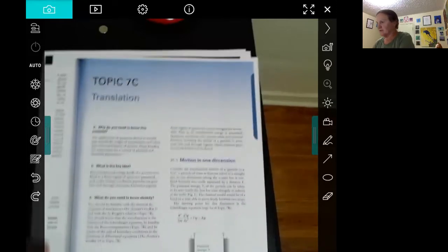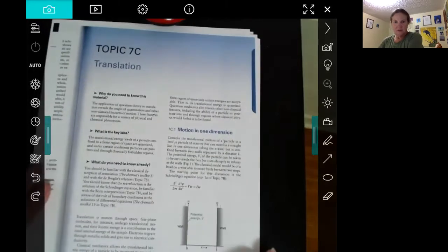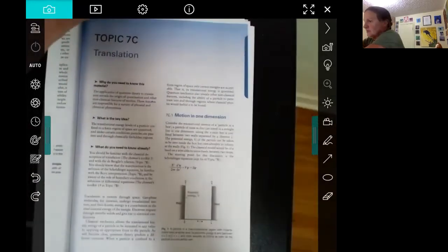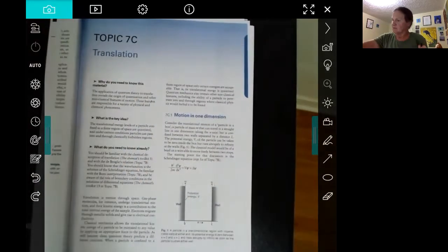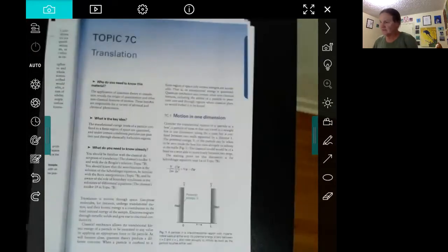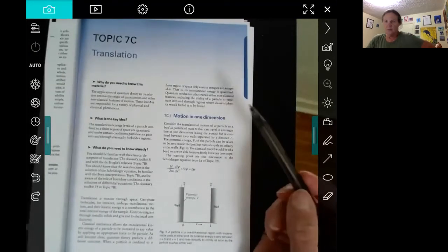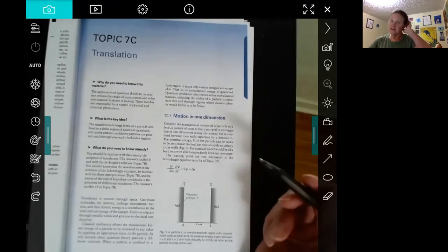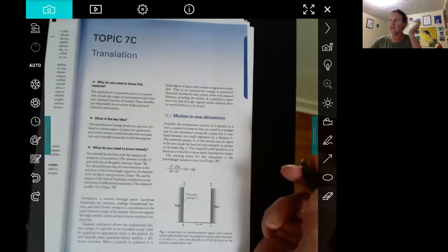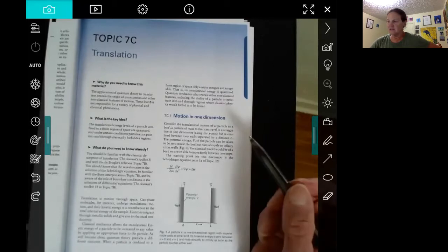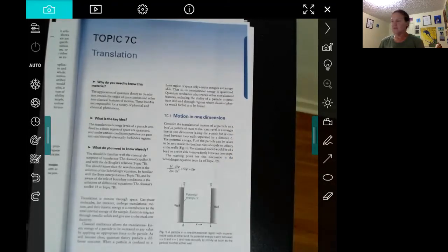Okay, so topic 7C. So the key idea is that particles in free motion, where they never run into anything, don't have quantized energy. But as soon as you put restrictions on where a particle can be, you're going to see that that forces us to see those discrete energy levels as the only possibilities.